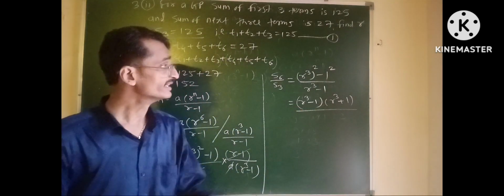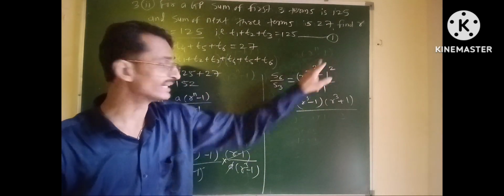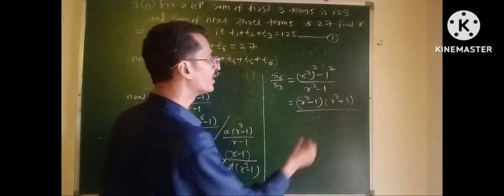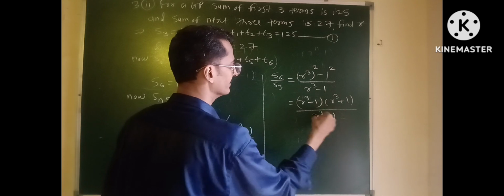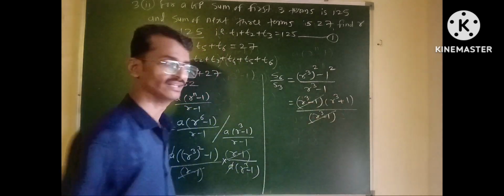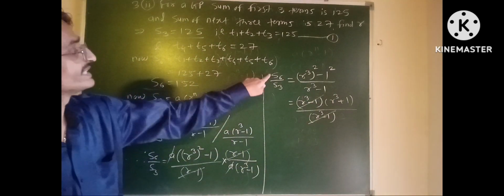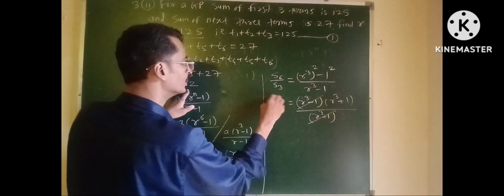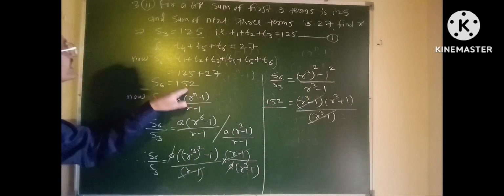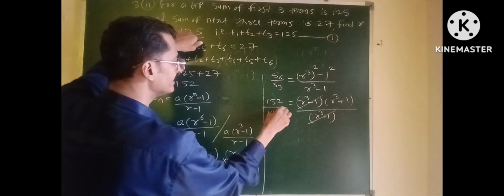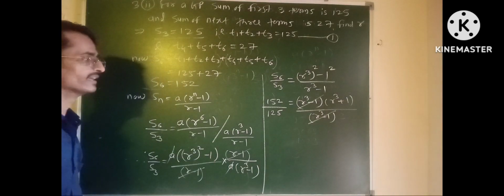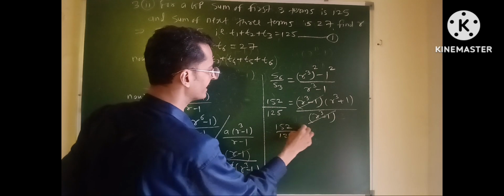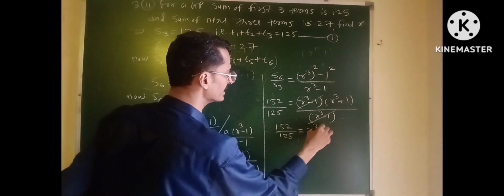Is it clear? This is x square minus y square, that is x minus y into x plus y, upon this r^3 minus 1. So these two get cancelled. Now S6 upon S3. We know S6 is 152 upon S3. S3 is 125. So therefore 152 upon 125 is equal to r^3 plus 1.